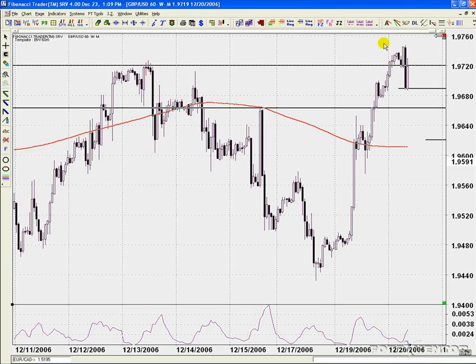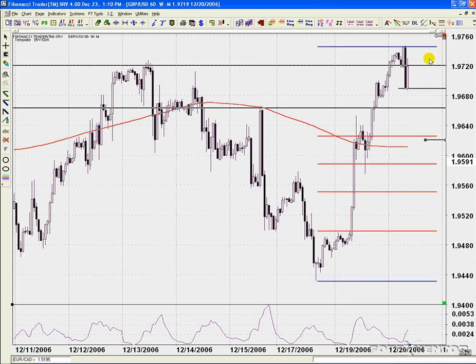Now that we've achieved a high, what you want to do is pull your Fibonacci from this low to this high, because as price retraces, we want to start to look for the potential of the market to bounce at some of these Fibonacci levels. And based on the reaction at these Fibonacci levels, we could scalp off of those levels.